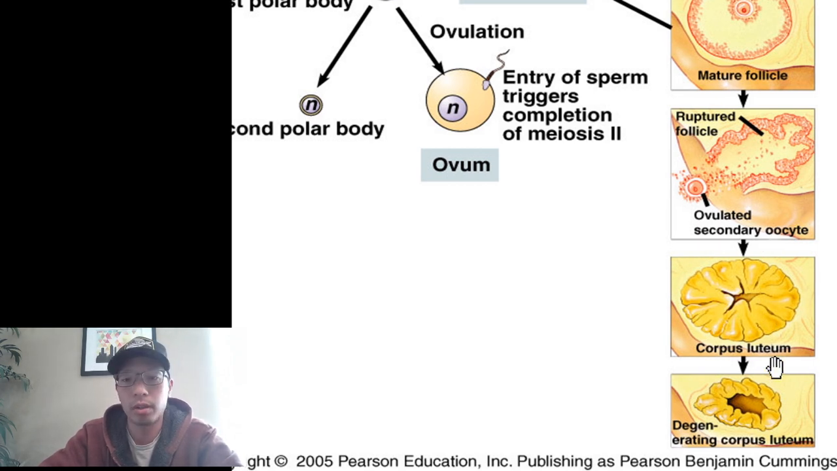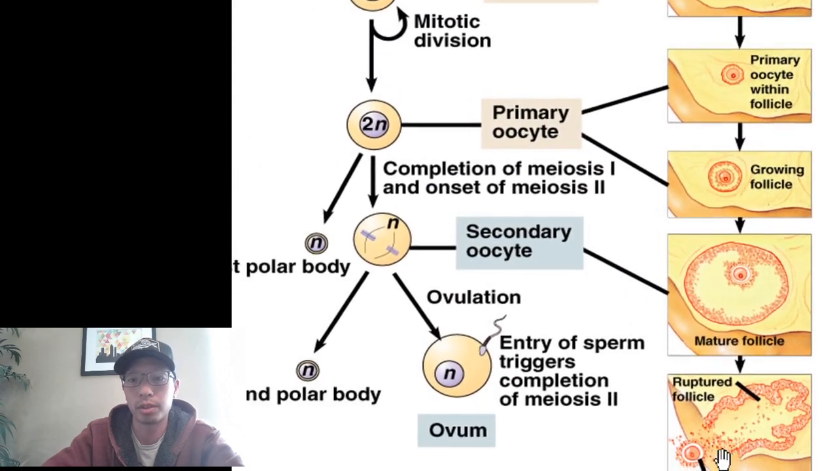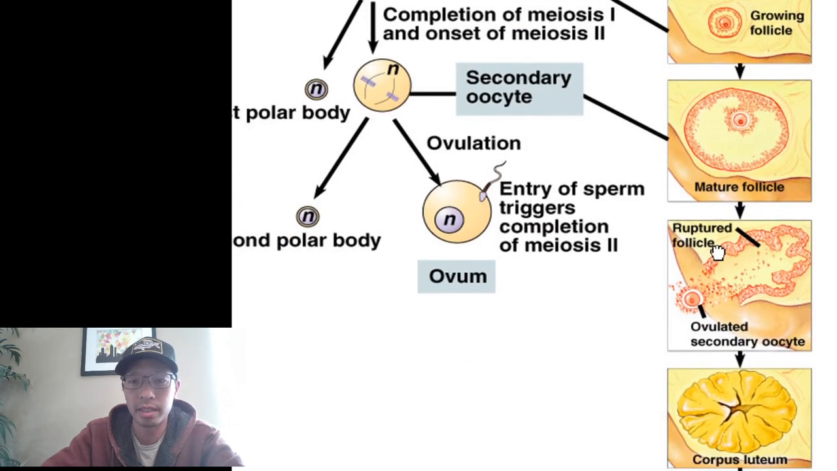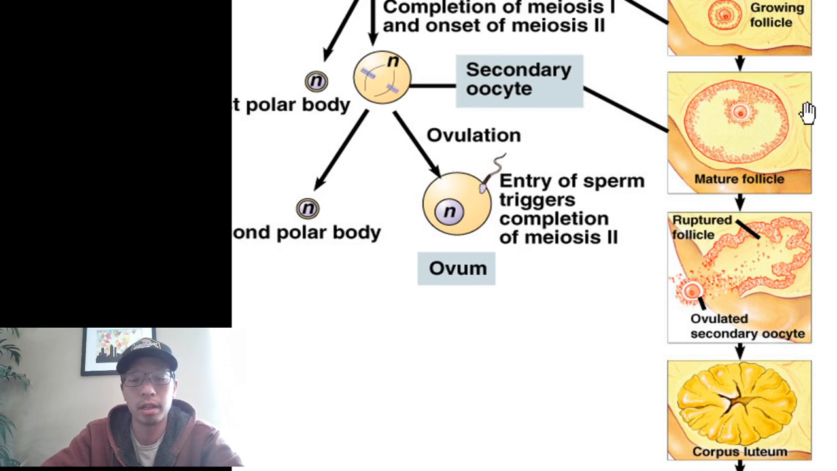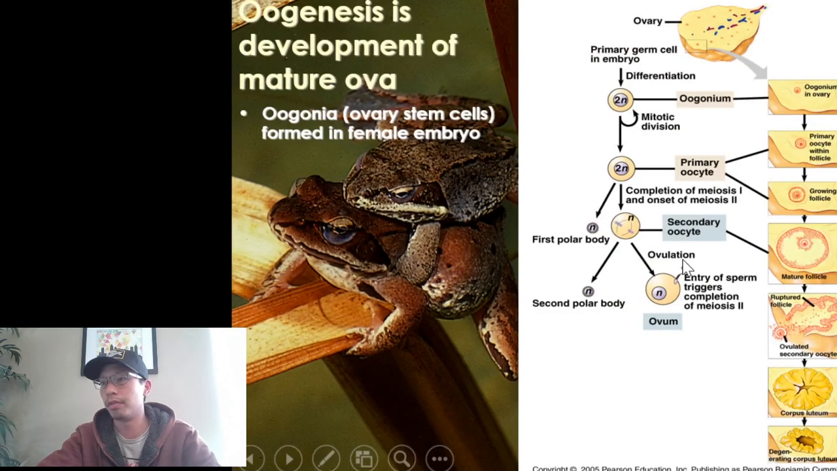And then after a while, it degenerates and breaks down and goes away. And then the next month, this whole cycle starts again, where we pick another primary oocyte, we have it grow in that follicle and mature, we release the egg, and then the corpus luteum does its thing. So that is what's happening on a monthly basis in the female reproductive system.